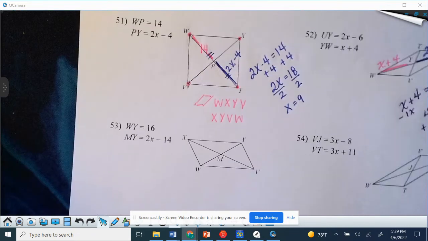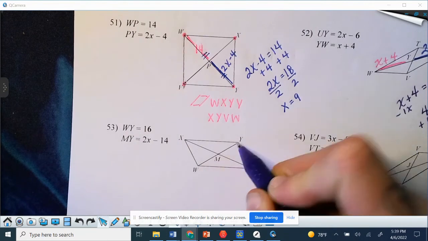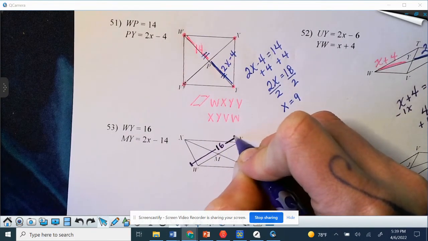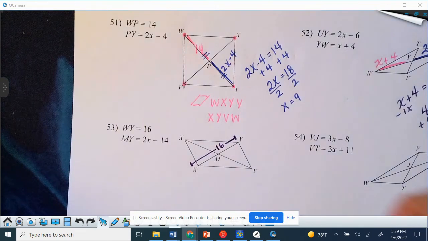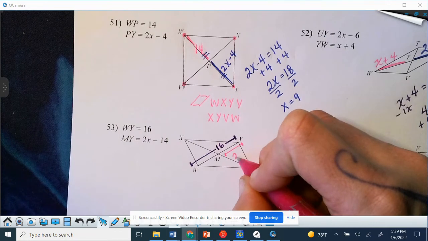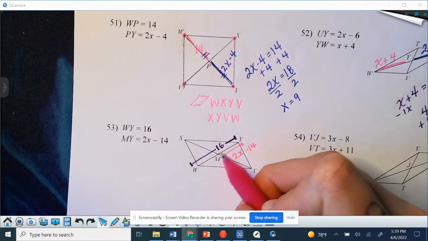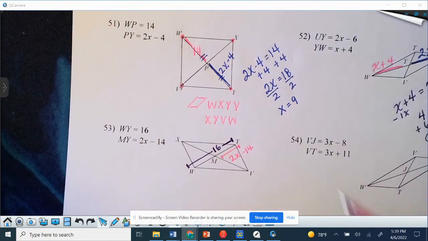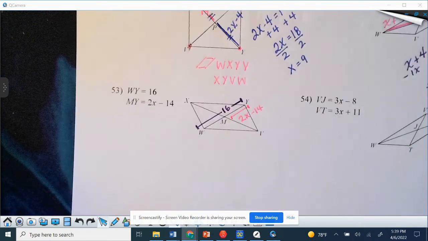Now we have one where we have WY, so the whole thing equals 16. And then it tells us that MY, right here, is 2x minus 14. Now if this is 2x minus 14, then this is also 2x minus 14. So you can look at it either two ways, whichever makes sense to you.